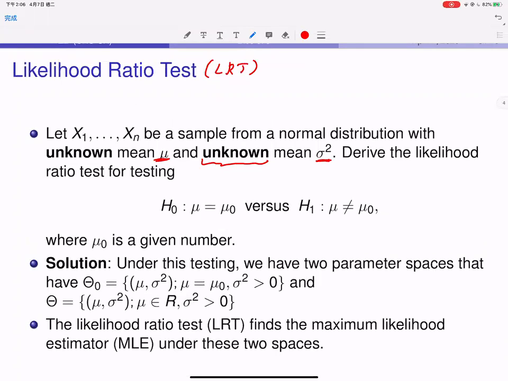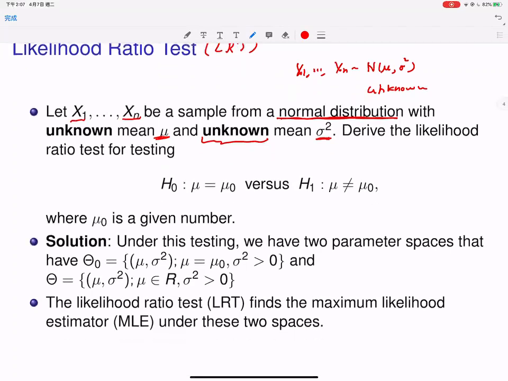For example, right here, if x1 to xn is normal, then right now both mu and sigma square are unknown. That means if both are unknown, you need to deal with that, okay? But in the hypothesis, I'm only interested in testing what? Mu equals mu 0, or mu doesn't equal mu 0.